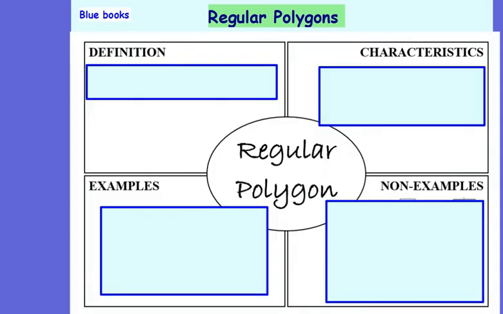Okay, Year 7, in your dark blue books, in the middle of your page, can you write regular polygon? And can you give me what you think a definition of a regular polygon might be? Some characteristics, some examples and some non-examples. Be as creative as you like. Pause the video for 5 minutes and have a go at that now, please.